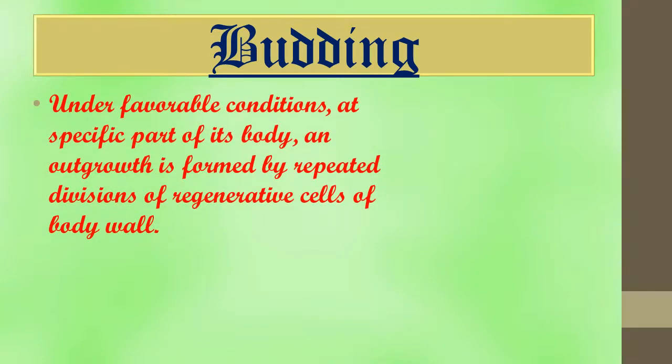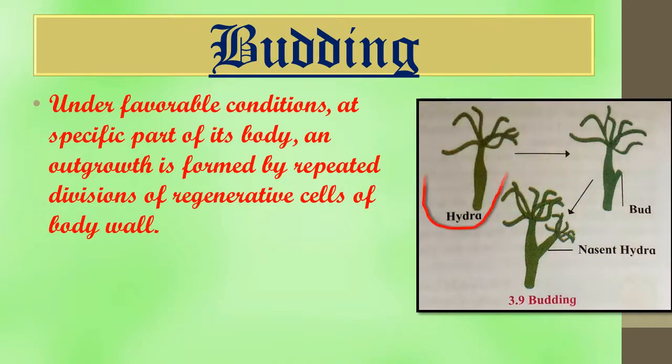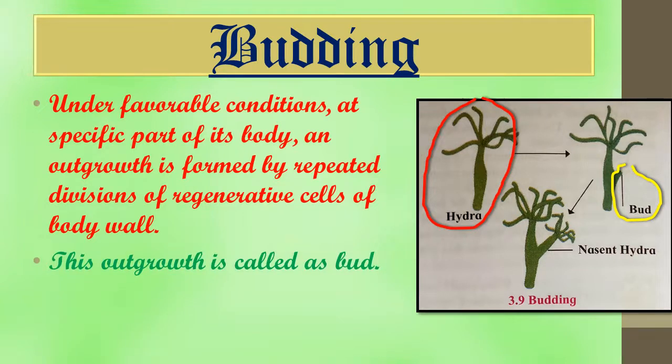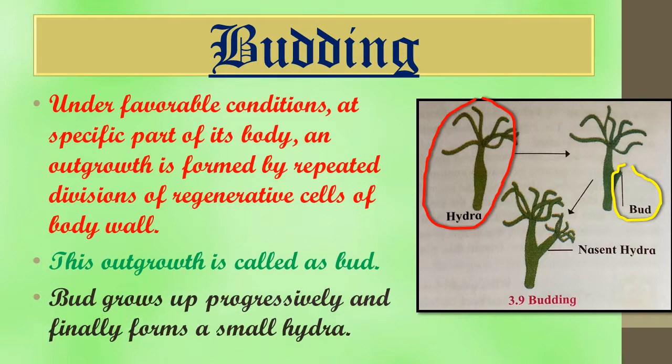So students, in the case of a hydra, under favorable conditions, an outgrowth is formed at a specific part of its body. This outgrowth is called a bud. It is formed by repeated division of regenerative cells of the body wall. The bud grows progressively and finally forms a small hydra, or you can observe here a nascent hydra, a new hydra, grown from a small bud.